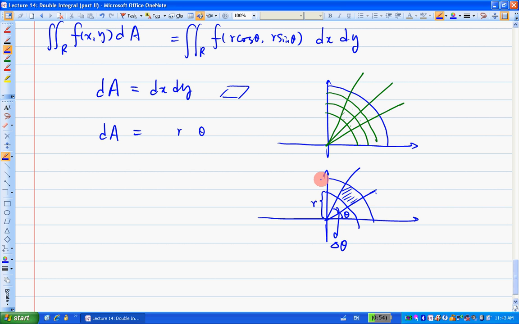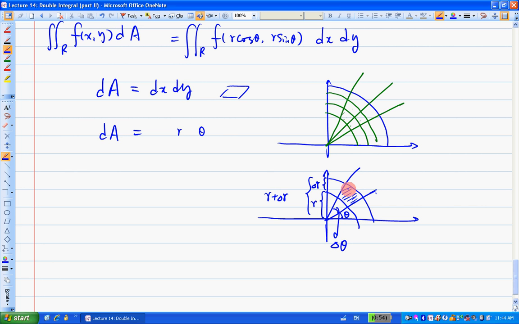The second circle also has a radius, so this is going to be r plus delta r. So basically this small distance here is delta r. That's all I need. What I'm trying to find is this area, which is dA.